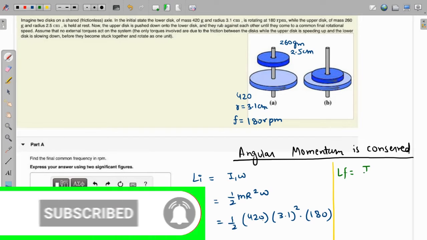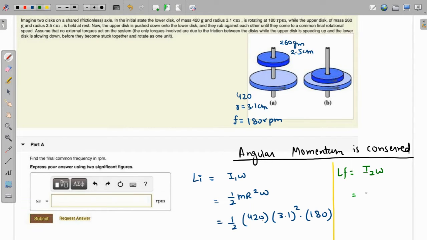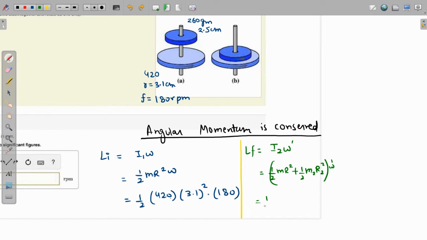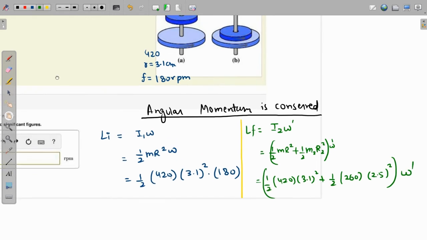So L final will be I2 omega. Now I2 will be what? Because of both, so that will be half m1 r1 square plus half m2 r2 square. And omega is the new omega, which is omega dash. So that's going to be half of 420 times 3.1 square plus half of that other mass, 260, and the radius is 2.5 square, and this is omega dash, and both should be equal, right?